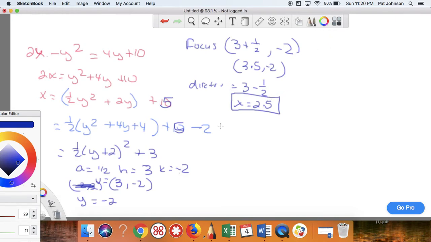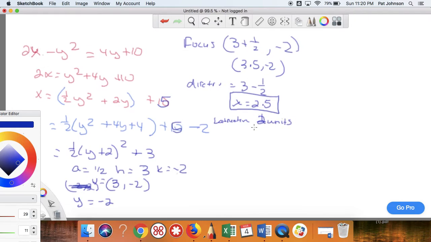Let's see, we want to know how long our latus rectum is. Our latus rectum is the absolute value of 1 over a. We said a was 1/2, so 1 over 1/2 is simply 2 units. And we take the absolute value, so it's just 2. All right, so now we can go graph this.